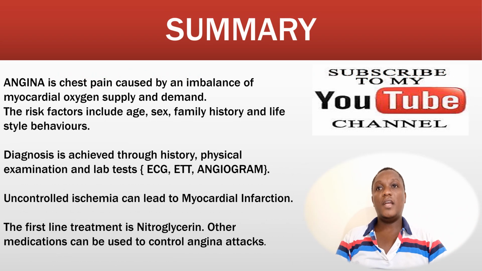In summary, angina is chest pain caused by an imbalance of myocardial oxygen supply and demand. The risk factors include sex, age, family history, and lifestyle behaviors. Diagnosis achieved through history, physical examination, and lab test. You can do an ECG, exercise tolerance test, and a coronary angiogram. Uncontrolled ischemia can lead to myocardial infarction. The first line treatment is nitroglycerin. We have also seen that there are other medications that can be used to control angina attacks.